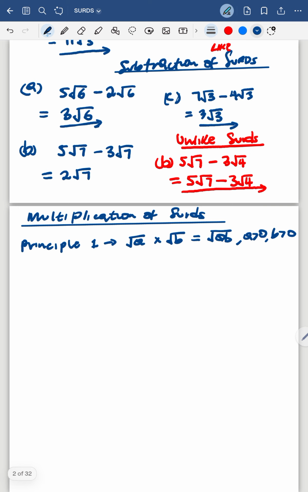So I'm making an example now. This is my example here. I have root 4 multiplied by root 3. That means it's going to be root of 4 multiplied by 3 here. Okay, this is the principle.